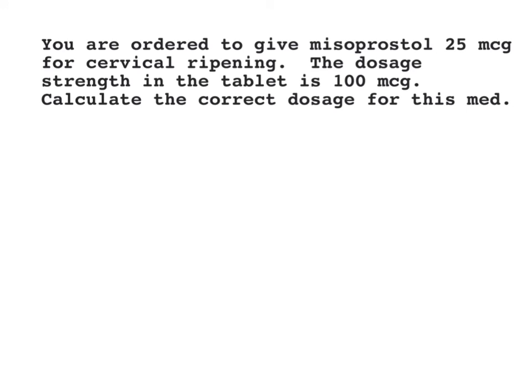You are ordered to give misoprostol 25 micrograms for cervical ripening. The dosage strength in the tablet is 100 micrograms. And now if you watched my lecture, you know what I'm saying about tablets being scored in half. This tablet is not scored for quarters, but this is what you're ordered to give. So calculate the correct dosage for this med.